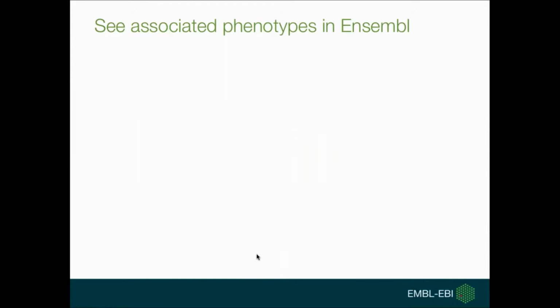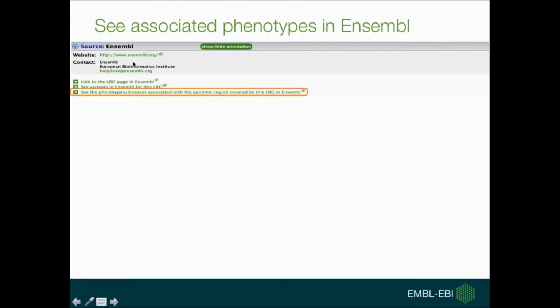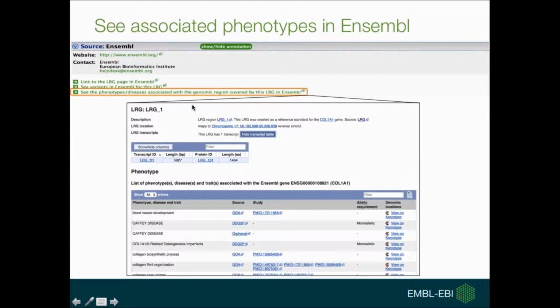If you're interested in all the known phenotypes associated with the LRG region, you can also see that in Ensembl. Again, go to the Ensembl section, but this time click on the link that says See the phenotype diseases associated with this LRG. That will take you to a similar page, but it will show you all the phenotypes. Here you can see all the phenotypes that are associated with this LRG region for COL1A1.